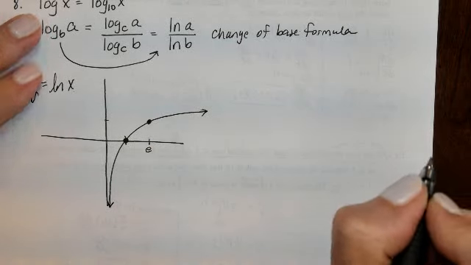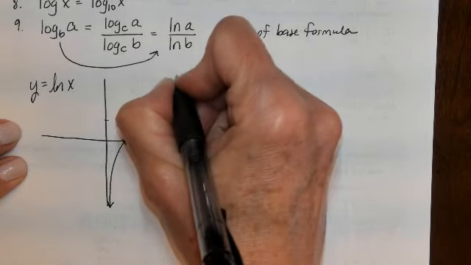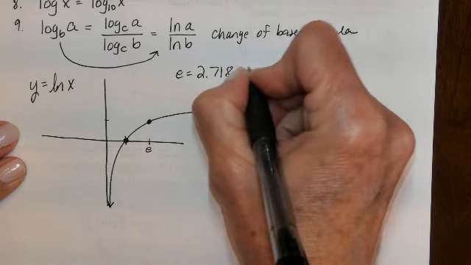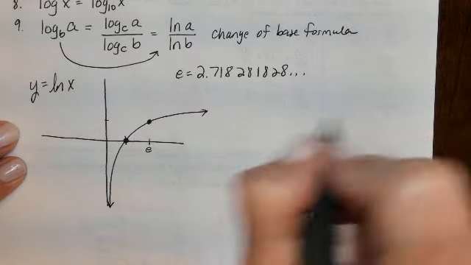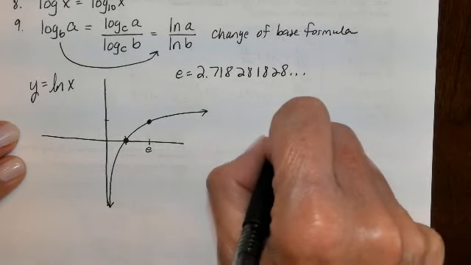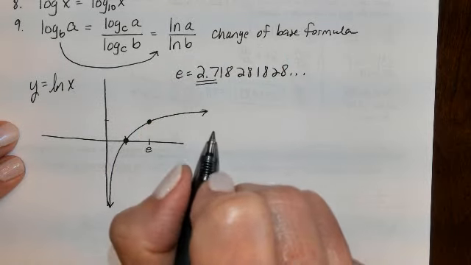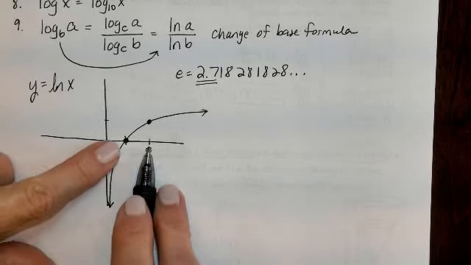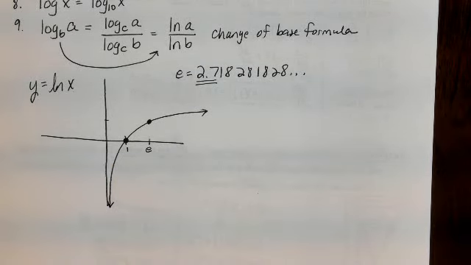So that's a quick sketch. Remember, e is equal to 2.718281828, it keeps on going, not repeating, not ending. But it's just a number about 2.7. I drew it a little bit too close to this 1, didn't I? It should have been out a little bit more, but whatever, you get the idea. It's a quick sketch.